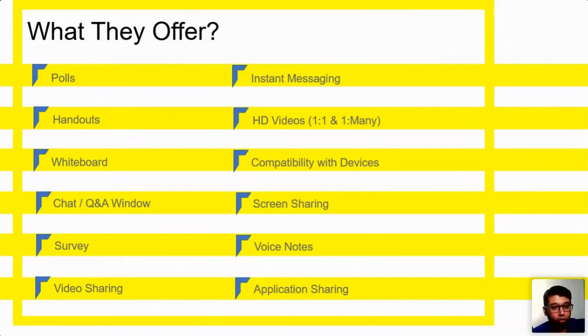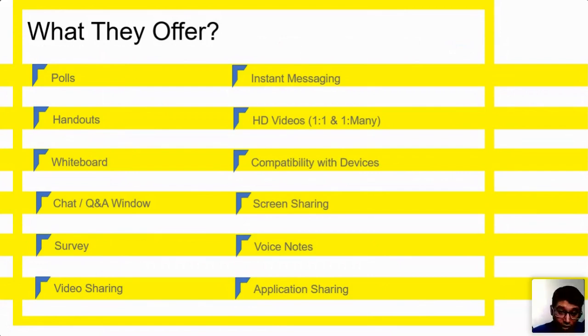And the last option that I'm going to talk about, the offering piece, is video sharing, where a personalized touch comes through the avenue of video. Along with that, there are instant messages and HD videos, which give you the benefit of being streamed in high quality. Backed with the compatibility of devices, it makes it convenient for a person like me to see how I'm looking on a screen when I'm looking at a phone. Screen sharing allows me to see what the lecturer or a professor is trying to share with me.